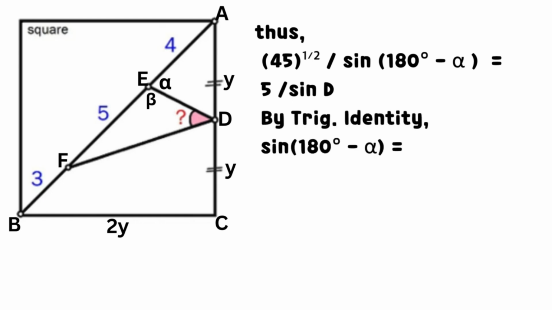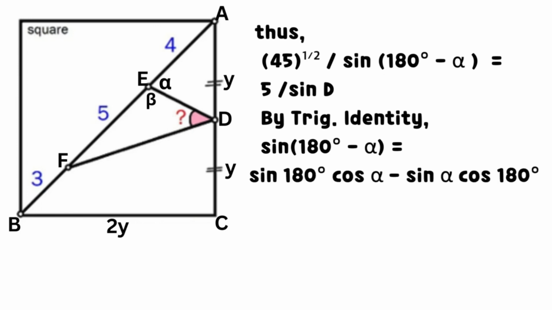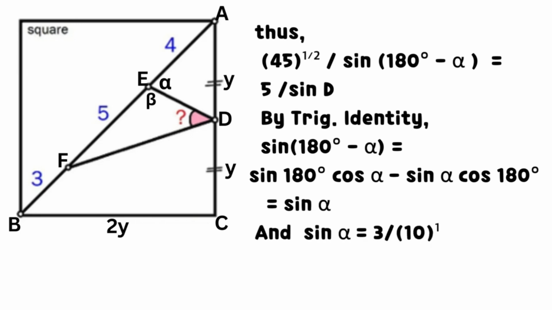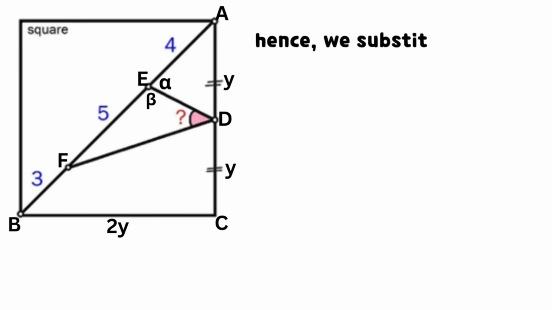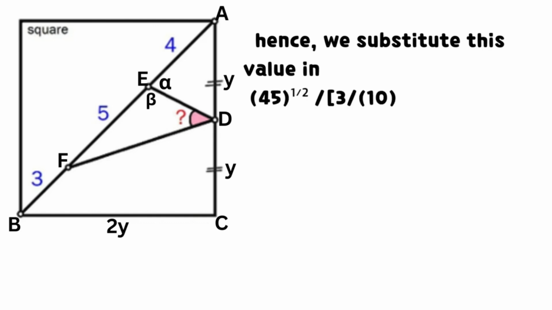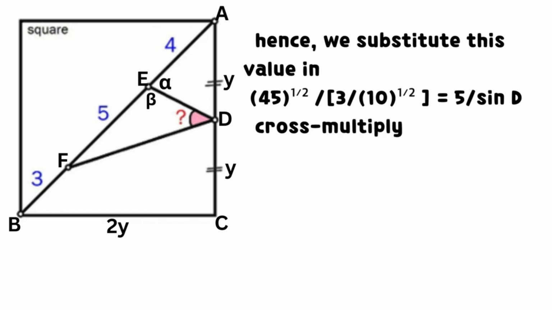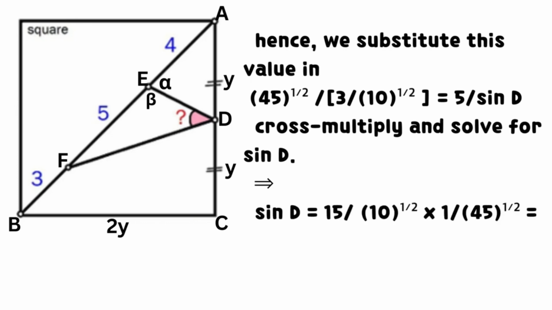By trigonometric identity, sine of the difference between 180 degrees and alpha equals sine alpha. But sine alpha equals 3 divided by the square root of 10. We obtained it earlier in our solution. Hence, we substitute this value in the equation: the square root of 45 divided by 3 divided by the square root of 10 equals 5 divided by sine D. Cross multiply and solve for sine D. It implies that sine D equals 1 divided by the square root of 2 after simplification.